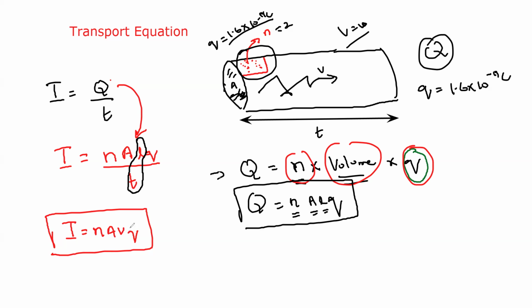Q is a constant value. It will not change at all. The charge of an electron is fixed, which is 1.6 × 10^-19 coulombs, so it will not change at all. Any question or doubt in this?